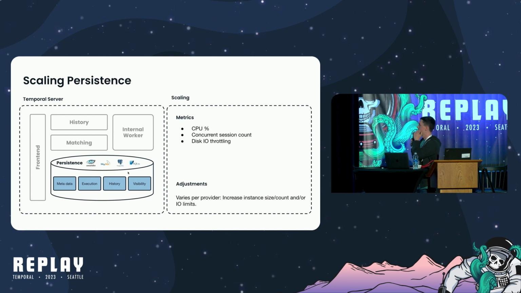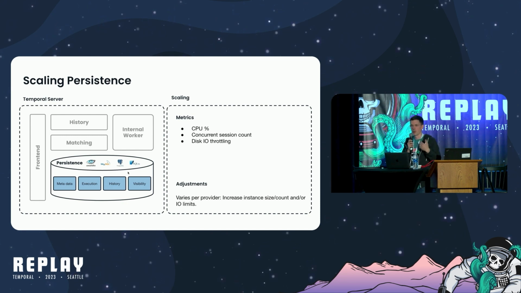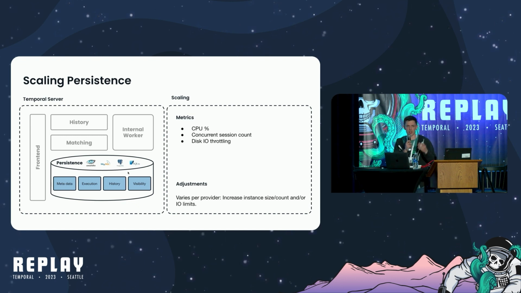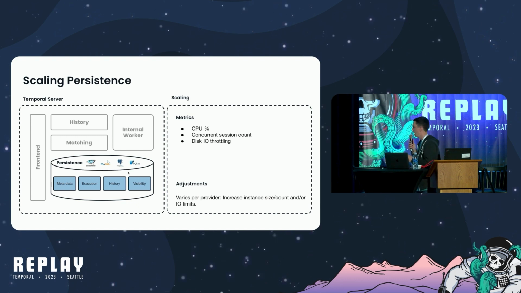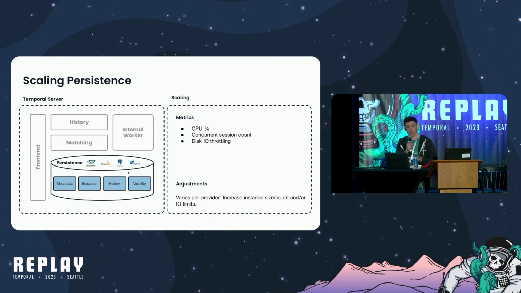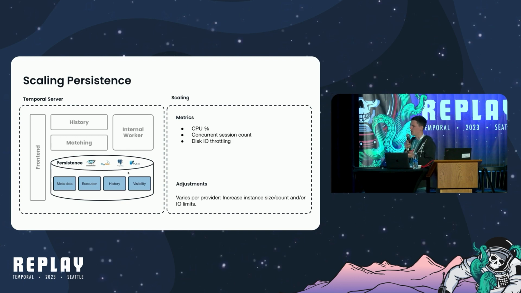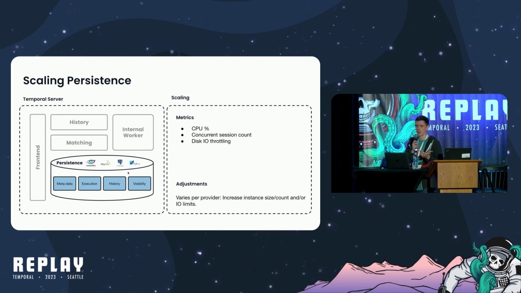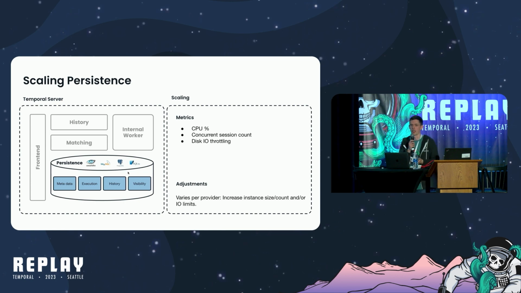So we're going to talk about scaling persistence. Not going to talk much about this, not because it's not fascinating, but because it's so varied between the different persistence engines that it's not worth going into. The gist of it is you're going to care about CPU. You're going to care about probably concurrent session count, so how many statements or transactions can be active on the database you're using, and disk I/O throttling.